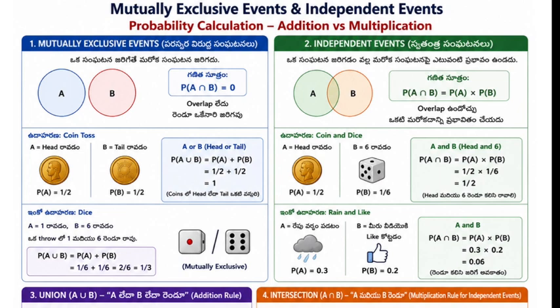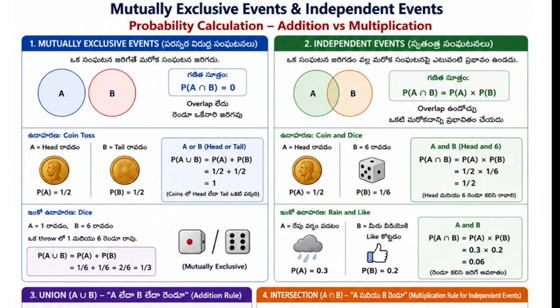So when we see after a trial, the probability of A or B becomes 1. Why? Because the probability of A is 1 by 2 and the probability of B is also 1 by 2. So when we apply this addition rule, that becomes 1. That means 100%. When we perform a trial, we definitely get either head or tail. If we get a head, that is 100%, and if we get a tail, that is also 100%.